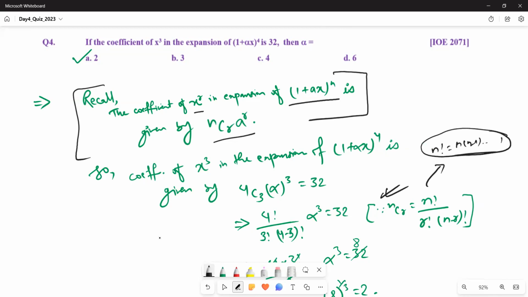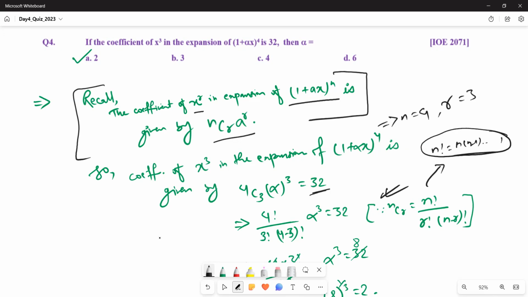Okay, so the coefficient of x cube in the expansion of (1 plus alpha x) whole to the power 4: here the value of n will be what? The value of n will be 4, right? And the value of r will be 3. So its coefficient will be given by 4C3 alpha to the power 3 equal to 32. It's given in the question that the coefficient of this x cube is 32.